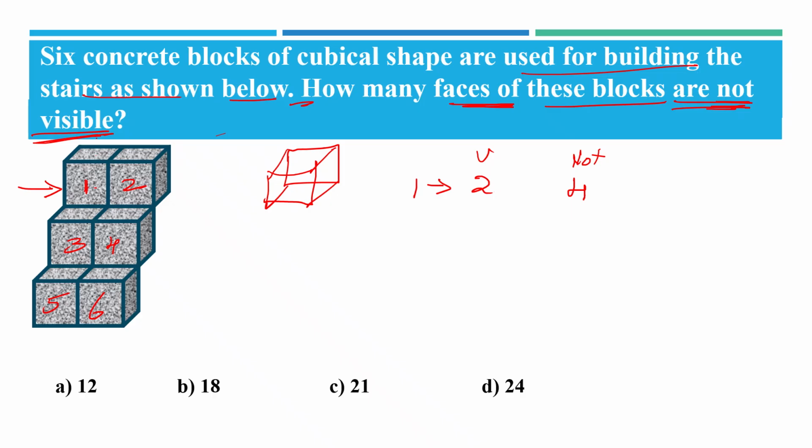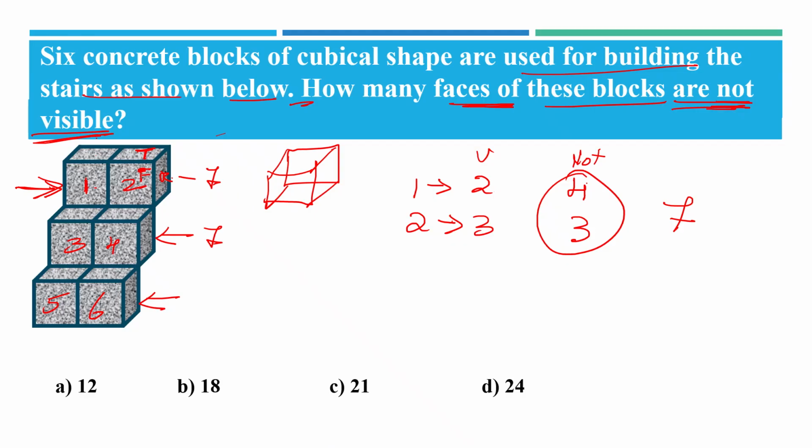Okay, coming to cube 2, I can see the front, the top and the right. So three faces are visible, therefore three are not. That means seven faces are not visible for the first set, that is cubes 1 and 2. I believe the same thing applies to set 2, that is 3 and 4, and also to 5 and 6. So set 1 is 7, set 2 is 7, set 3 is 7. So in total 21 faces are not visible.